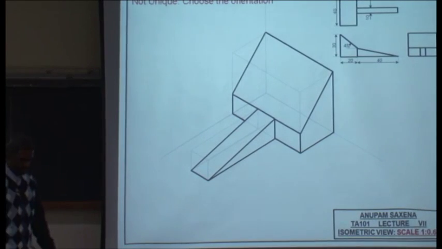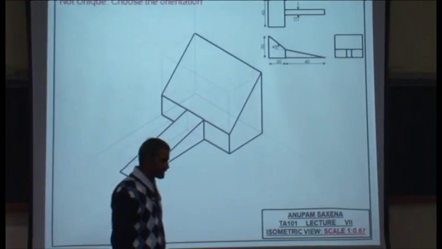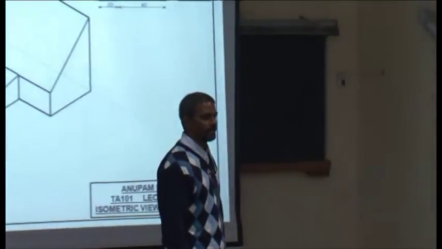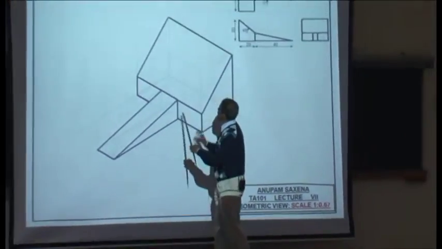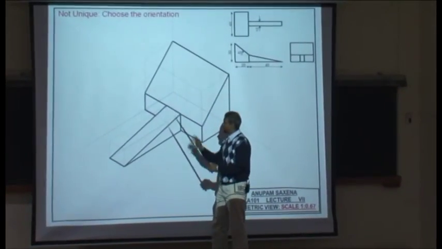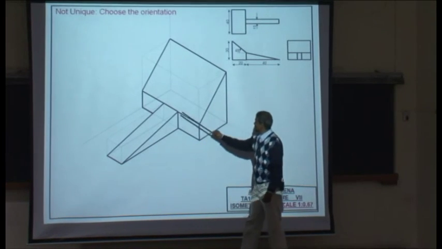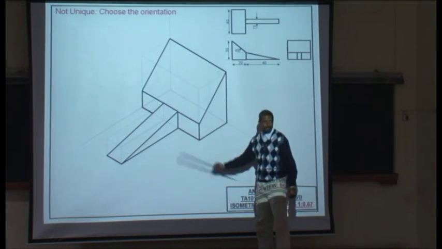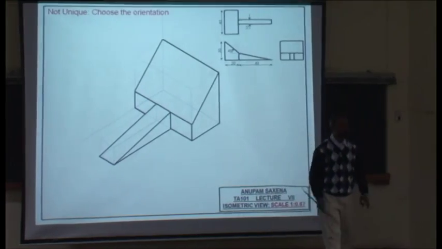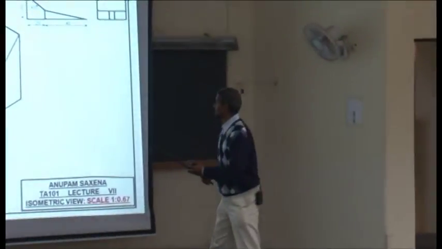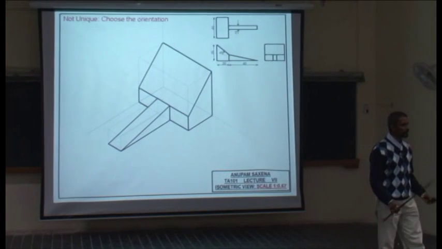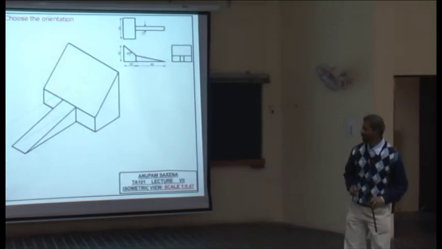So, a lot of people came to me last time and asked me, well, sir, why only this orientation? Why can I not have the object placed differently? Sure, you can. Instead of showing the object like this, you can turn it around about the z axis by 90 degrees and have this rib show along the y instead of along the x. Perfectly fine. Or you can turn it around by 180 degrees and show the rib going the other way around along the x. So, there are multiple possibilities in which you can show the isometric drawing or view.